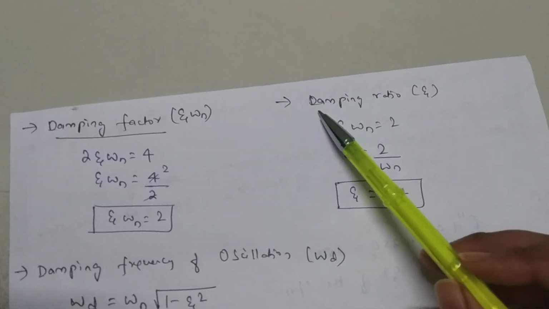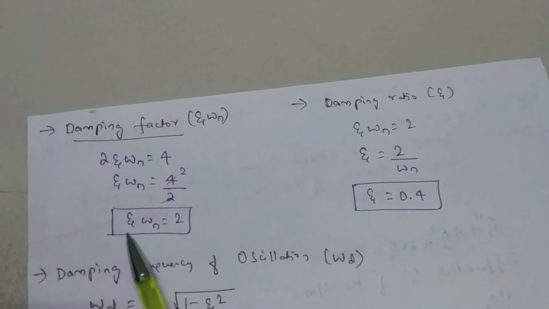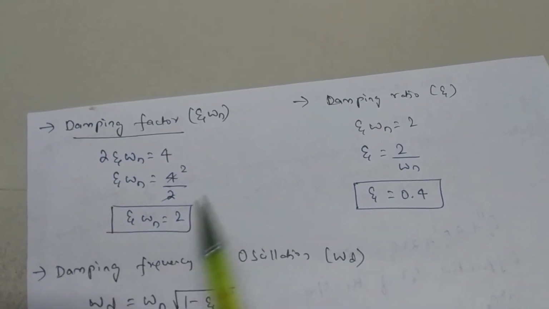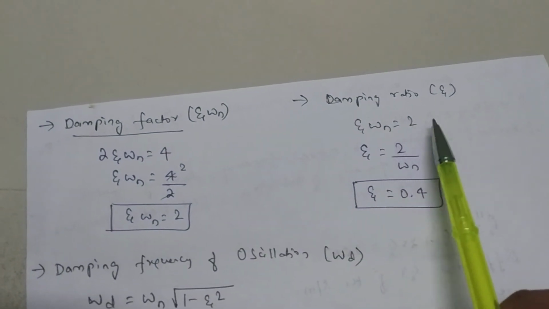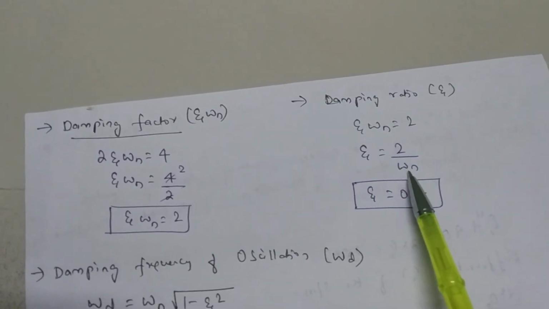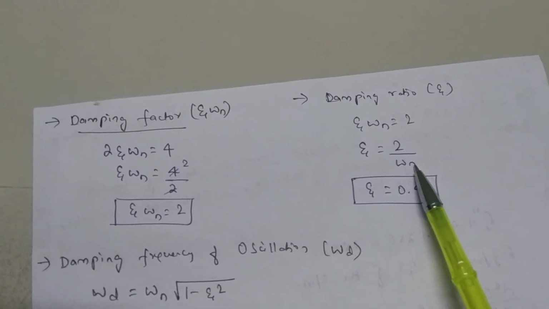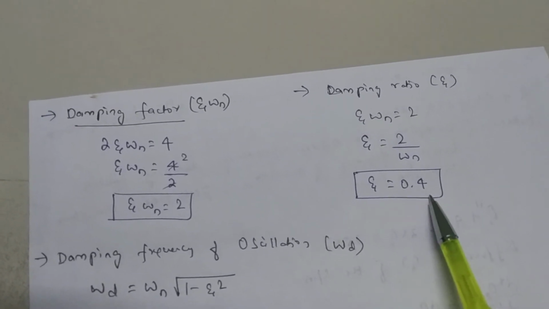Similarly, we need to find out the damping ratio, that is theta. How to find the damping ratio? We got the value of theta omega n. Just substitute theta omega n equal to 2, and theta equal to 2 by omega n. The omega n value we found is 5. So you just substitute the omega n value here, and theta equals 0.4.